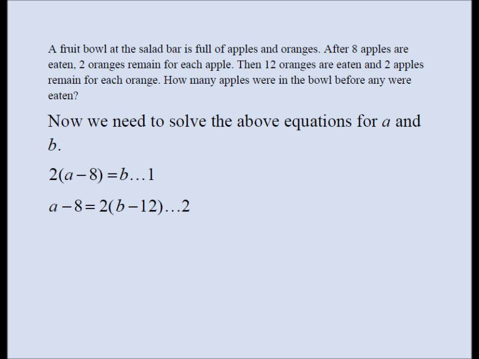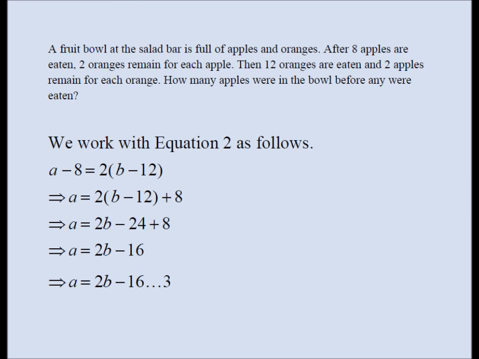So now we need to solve our 2 equations that we had on the previous slide. These are the 2 equations we need to solve, and you solve them the way you want. I'm going to show you how I would solve it. So from equation 2, I'm going to take equation 2, which is A minus 8 is equal to 2 times B minus 12. I'm going to bring 8 on this side. We distribute 2 over B minus 12. I get 2B minus 24. And then 2B minus 24 plus 8 is 2B minus 16. So A is equal to 2B minus 16. I'm going to call this my equation 3.